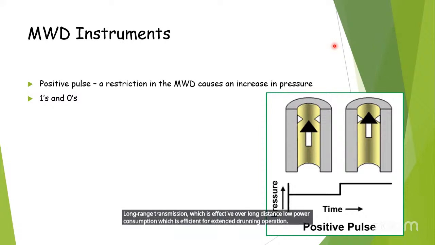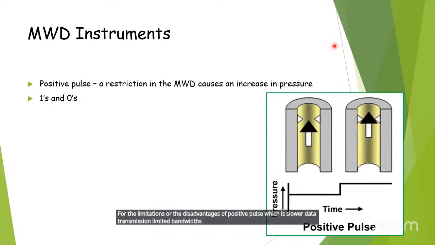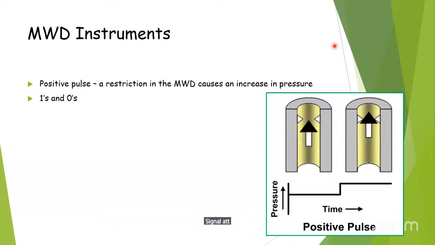For the limitations or the disadvantages of positive pulse, which is slower data transmission, limited bandwidth compared to other telemetry methods, affected by mud properties, which is works best within incompressible drilling mud, signal attenuation, which is can weaken in deep and high pressure wells.